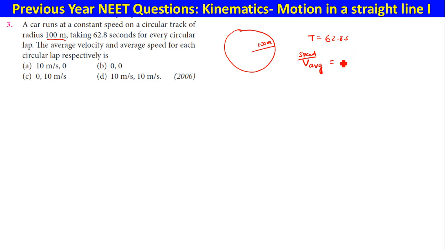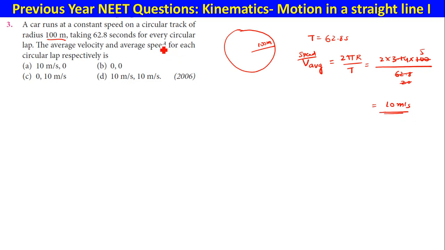What is the total distance here? That is 2 pi r, divided by the total time taken, let us say t. Here the pi value is 3.14, and what is the r here? 100 meters. Very good. And what about the time period? The time it has taken to complete one complete circular lap is 62.8. So 2 times 3.14 times 100 divided by 62.8 gives 10 meters per second.